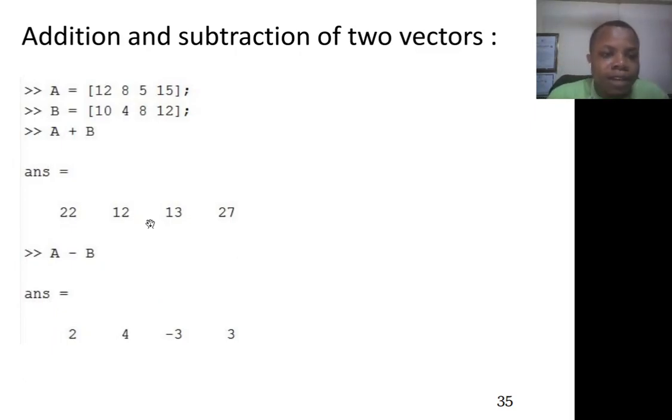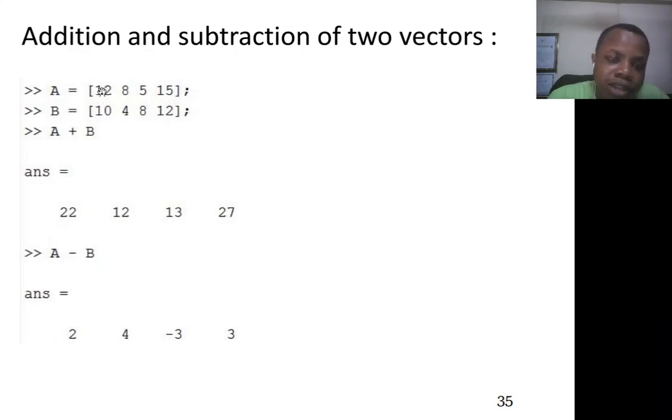Okay, now suppose that we create two matrices, A and B, where matrix A has the inputs 12, 8, 5, and 15. Matrix B has 10, 4, 8, and 12. Because these two matrices can be added, we can just add them using the expression A plus B. Once we type in A plus B in MATLAB, it is just going to add these two matrices element wise.